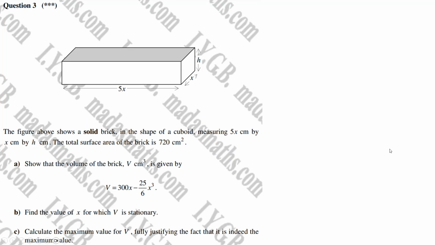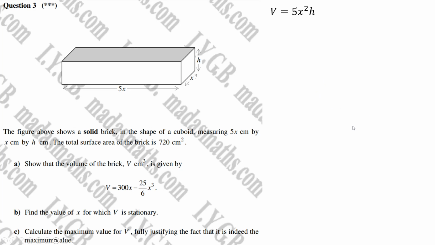Question 3. The figure above shows a solid brick in the shape of a cuboid measuring 5x by x by h. The total surface area of the brick is 720. Okay, so we're looking for the volume in part A. So 5x multiplied by x multiplied by h, so you have 5x squared h is the volume. The area, we're told, is 720. So if we get an expression for the area, we can make it equal to 720, so we can solve these simultaneously.